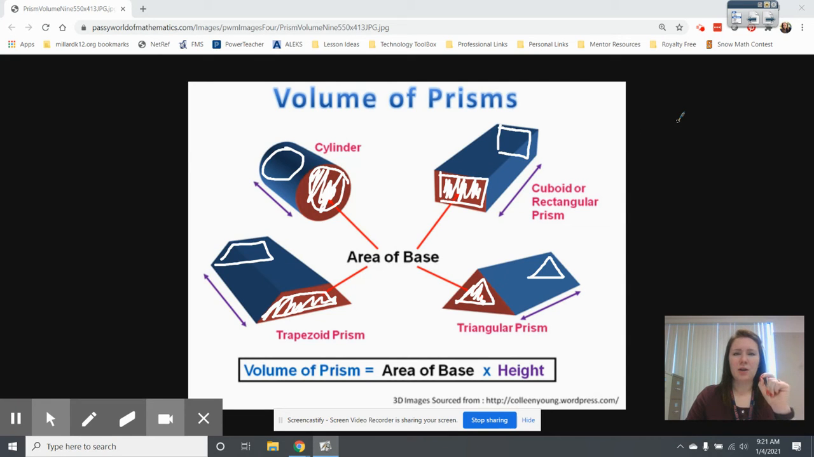After you find the area of the base, whatever that answer is, you multiply by the height of the whole shape.